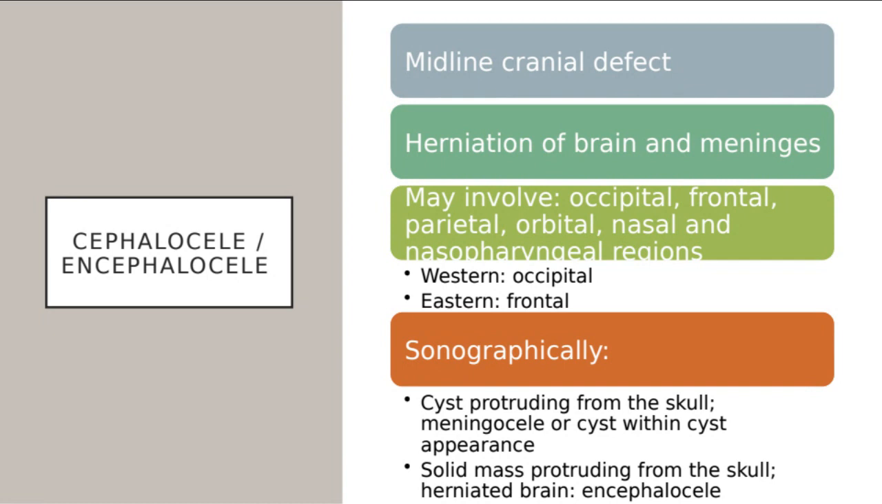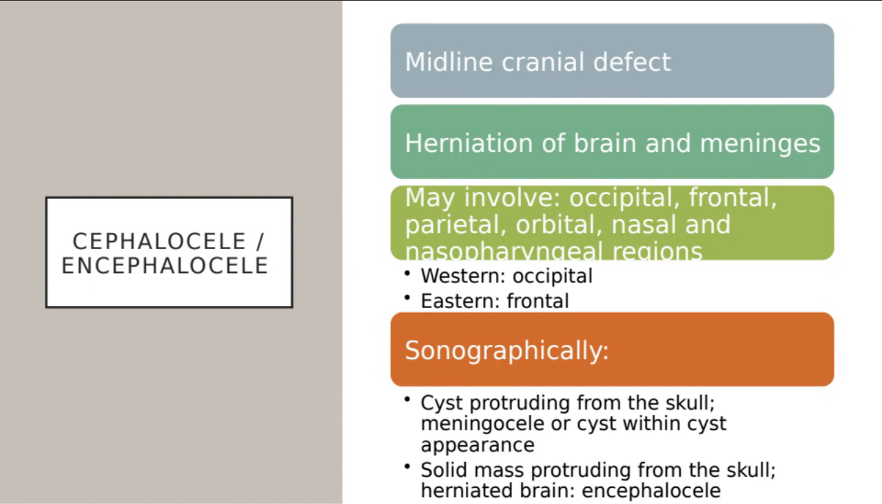But typically, we're going to see these either in the back of the baby's head with the occipital bone, or in the front of the baby's head with the frontal bone. Now on ultrasound, whether it be an occipital or a frontal, it's pretty much going to look the same. We're going to see this kind of rounded cystic-like mass protruding from the skull.